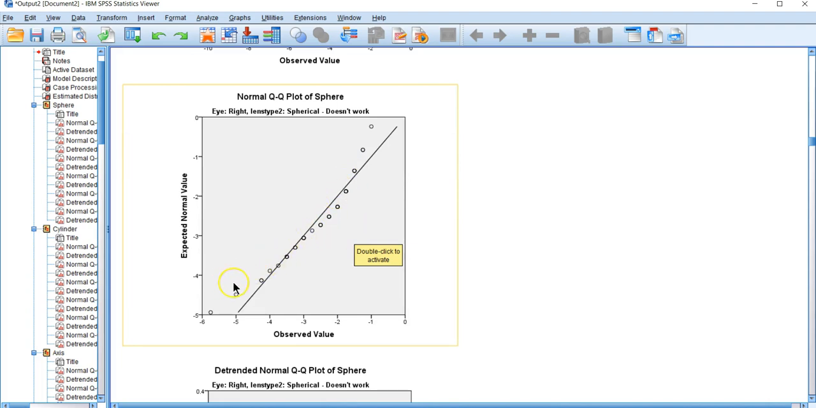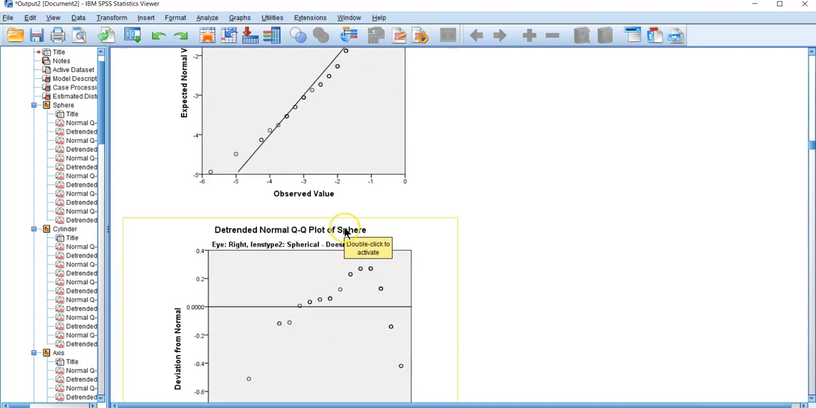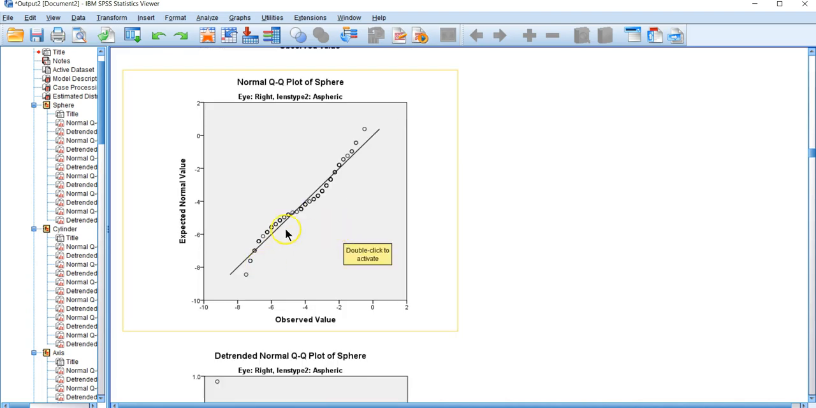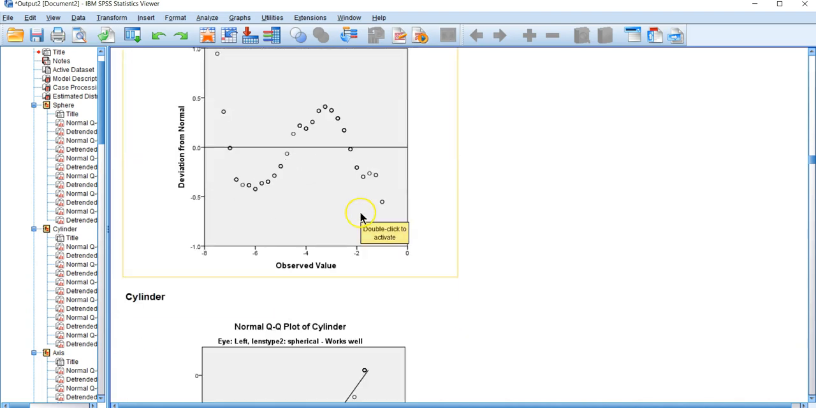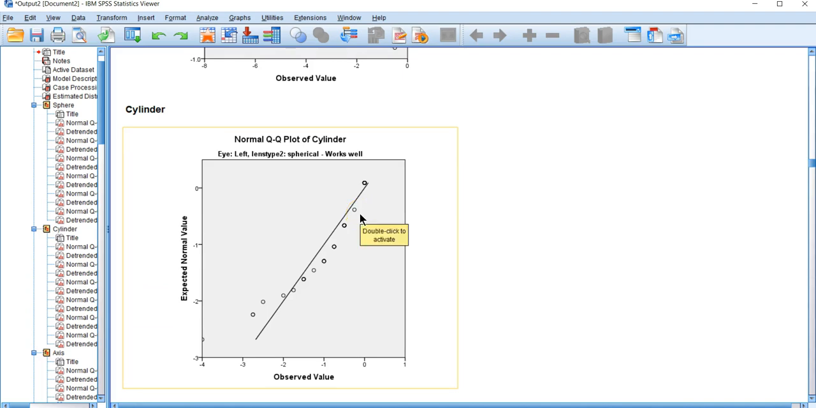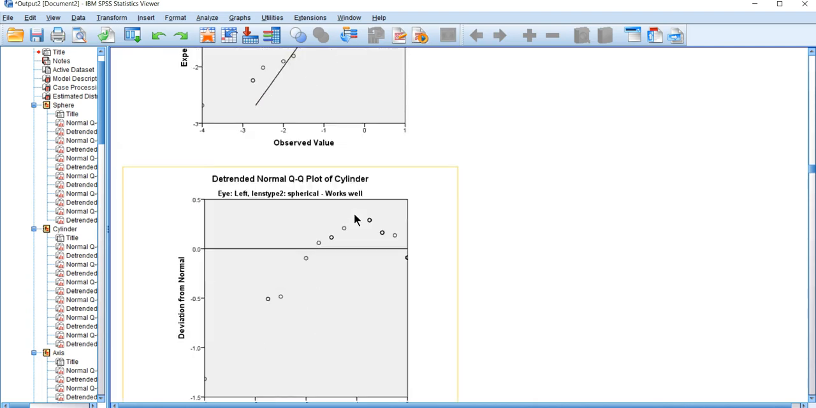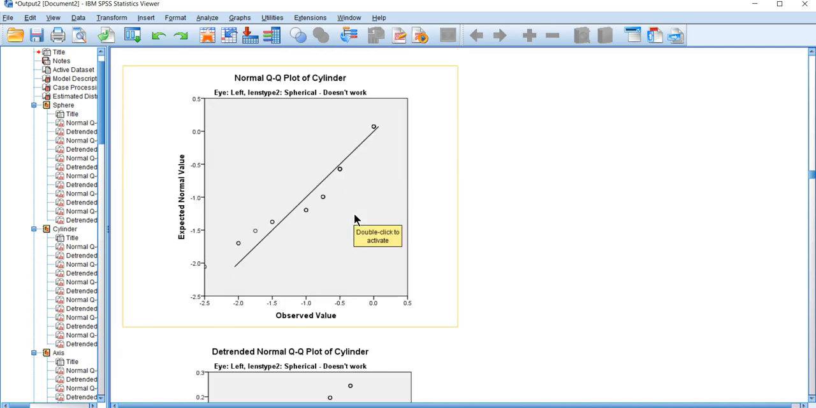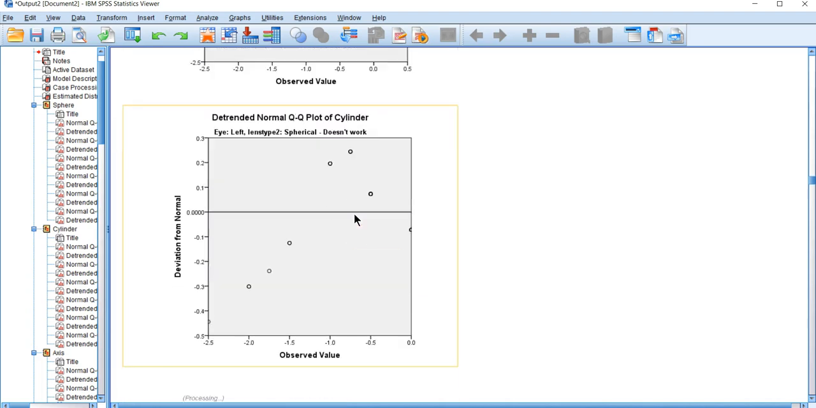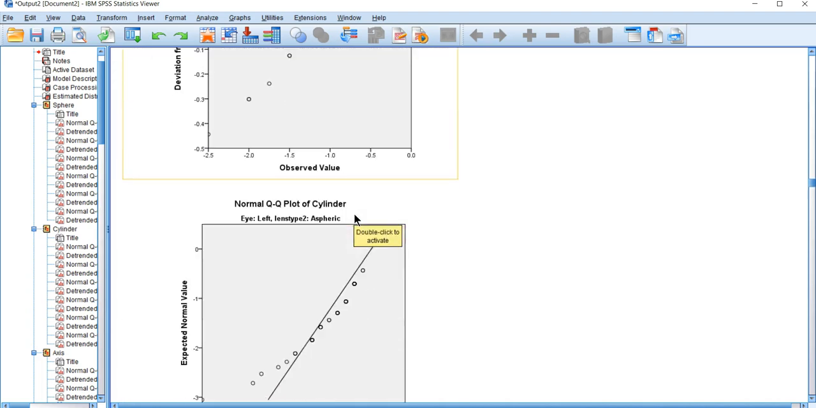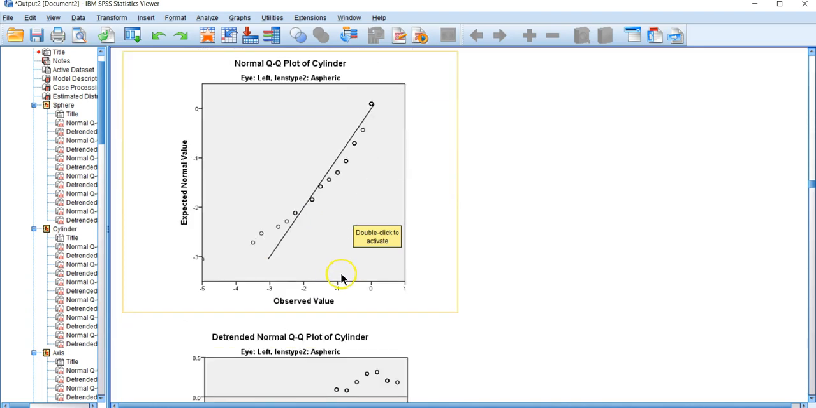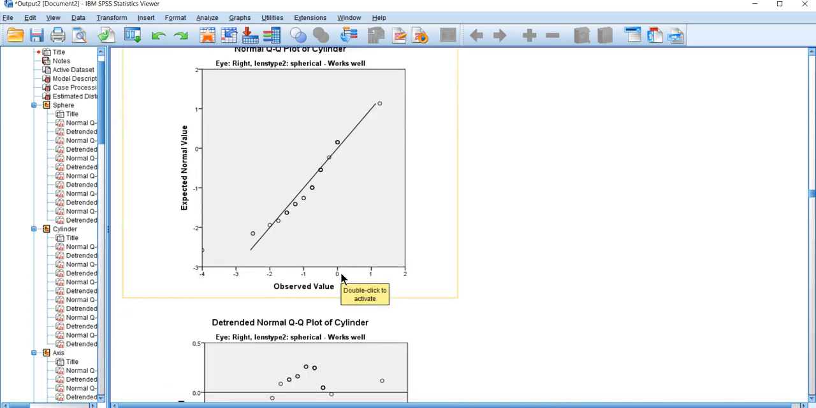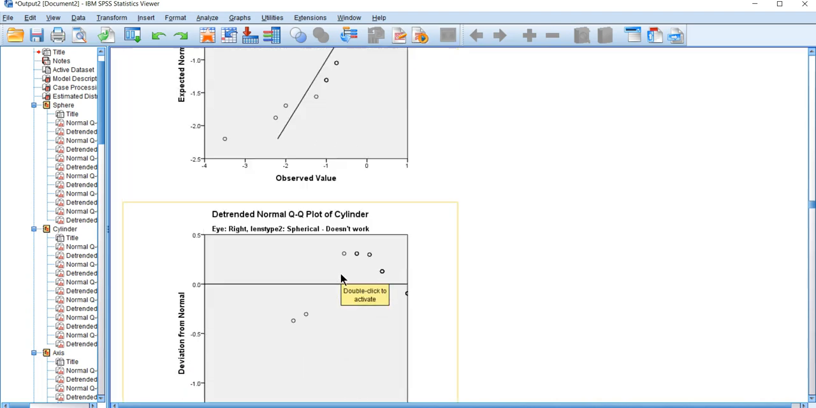Now we're looking to skew to the left a little bit. And again, kind of wavy, but sort of in the neighborhood. And this is spherical again. Left eye spherical doesn't work. Left eye aspheric, we're starting to get a little bit of a deviation from normal.